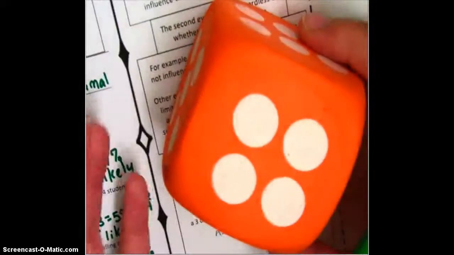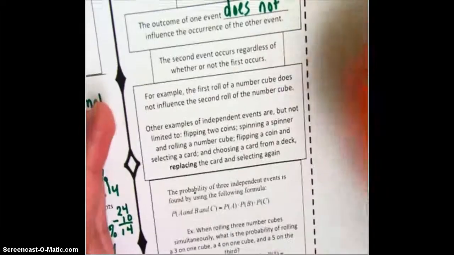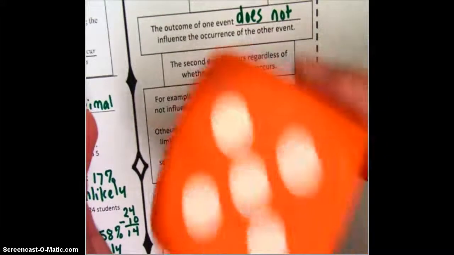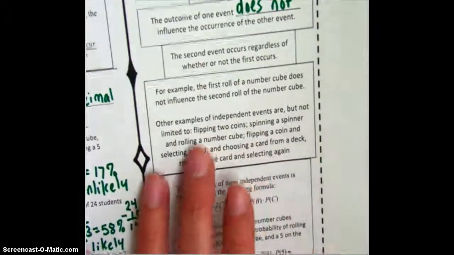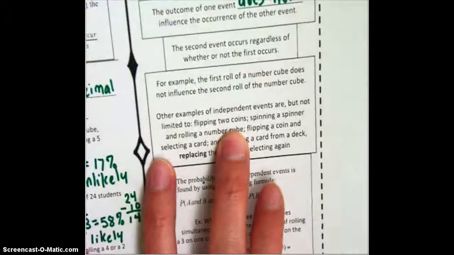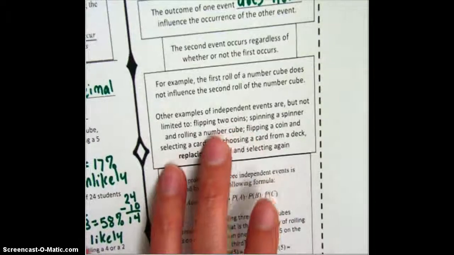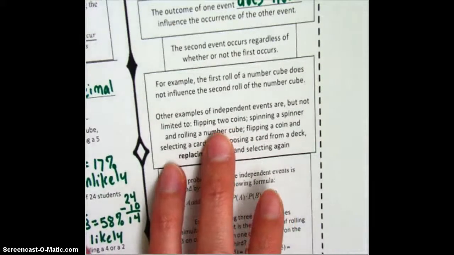The second time I go to roll this number cube, the number cube doesn't change. There's still 6 sides. So it doesn't matter every time I roll this, it's going to be independent because this cube never ever changes. Other examples are flipping 2 coins. So if you flip a coin the first time, you can either land on heads or you can land on tails. And the second time you go to flip it, you can still land on heads or tails.